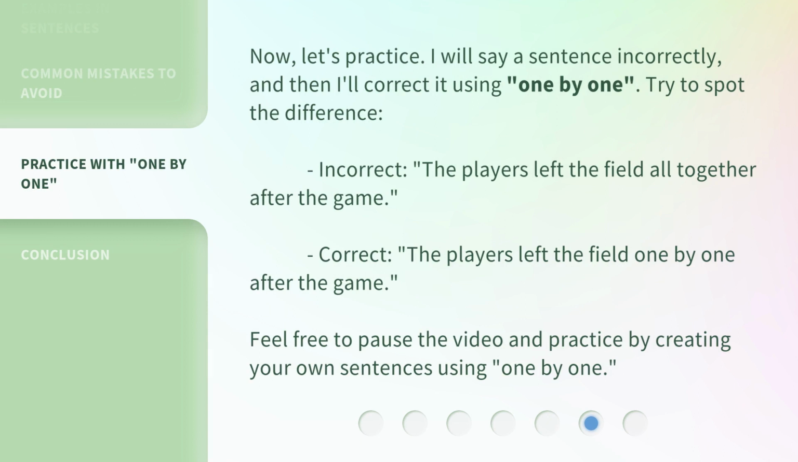Now, let's practice. I will say a sentence incorrectly, and then I'll correct it using one by one. Try to spot the difference. Incorrect. The players left the field altogether after the game. Correct. The players left the field one by one after the game. Feel free to pause the video and practice by creating your own sentences using one by one.